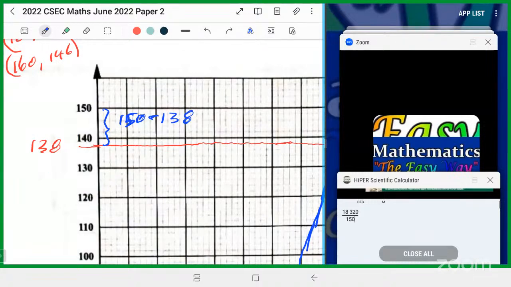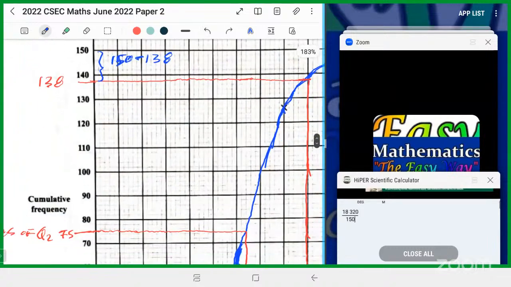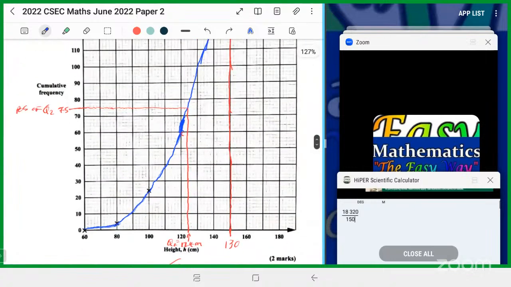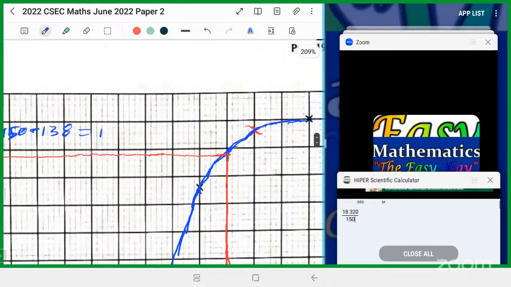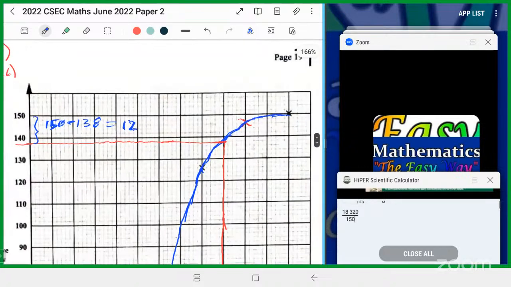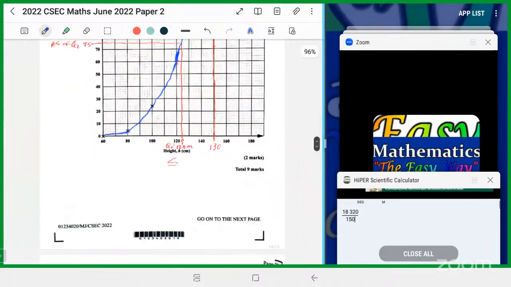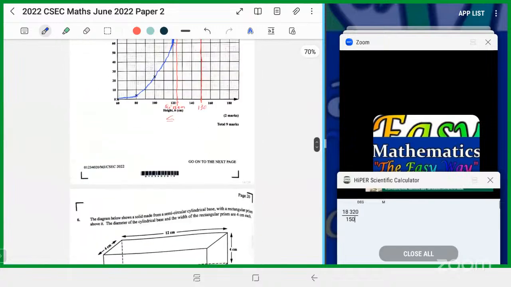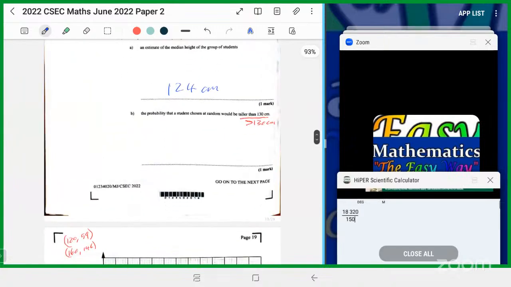So the rest of them, the ones up at the top here, those are the ones who measure more. So 12 of them measure more than the 130, the top 12. So the probability of being greater than 130 centimeters is 12 students out of the 150 students.